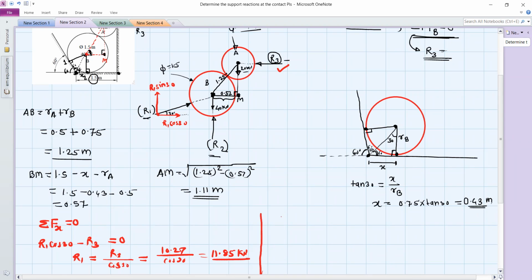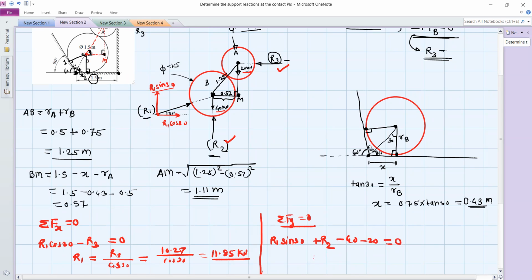Okay, and then use summation Fy equal to 0. So for the summation Fy, this is the y component, which is R1 sin 30, then plus reaction R2. So this is the reaction R2, and then this 40 and this 20. So minus 40 minus 20. We don't have any component of reaction R3 in the y direction. So this is equal to 0.